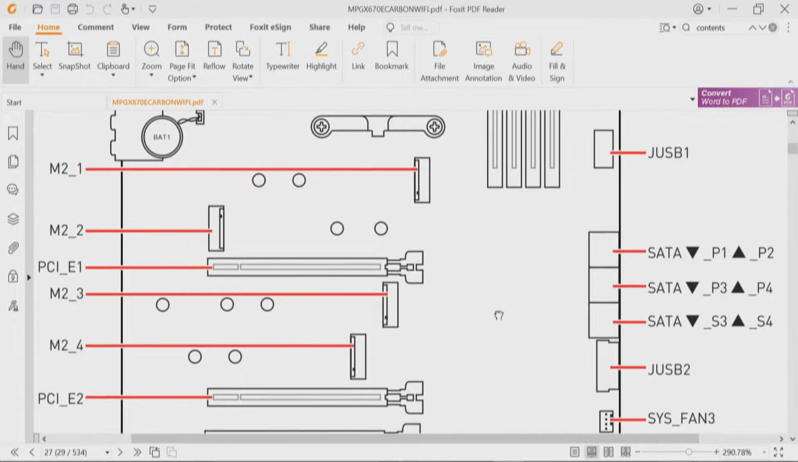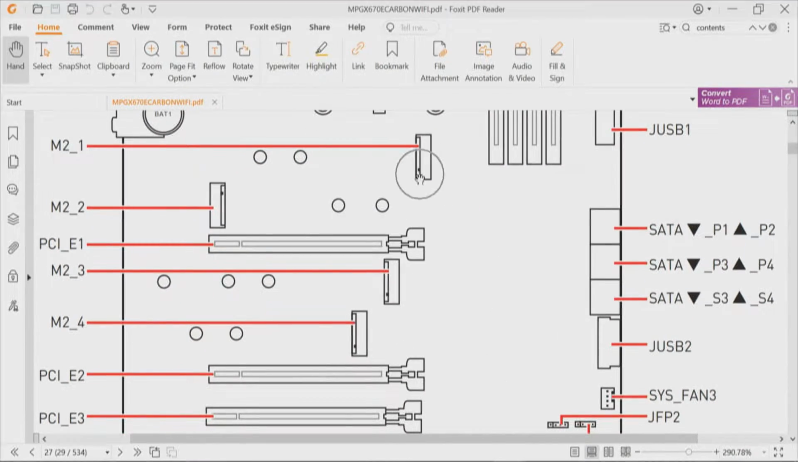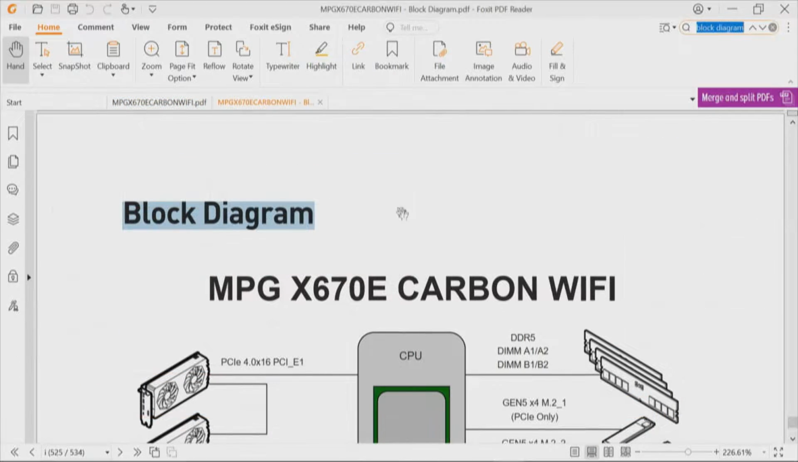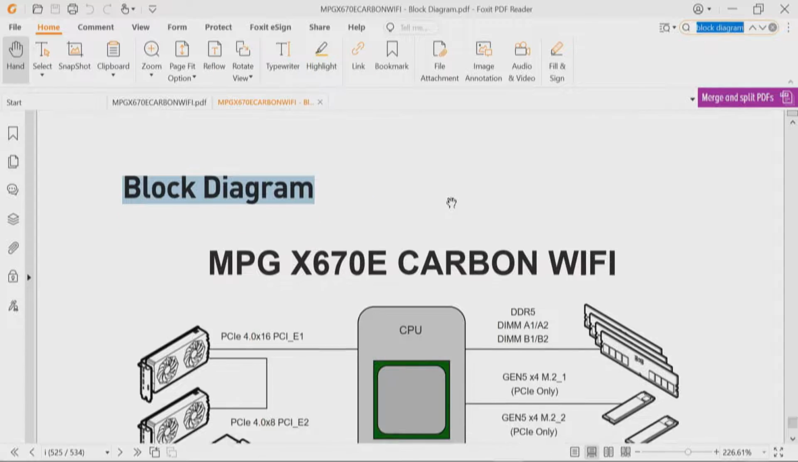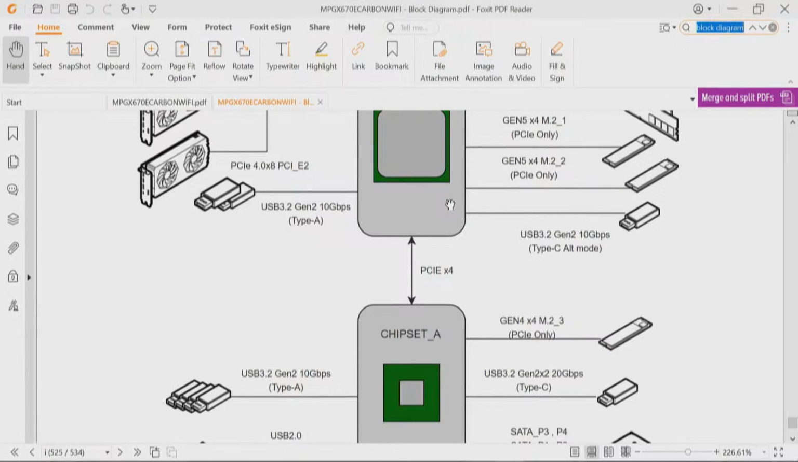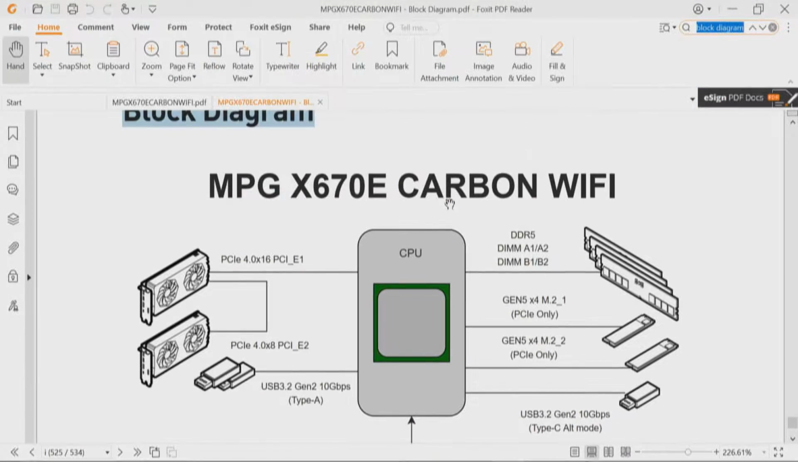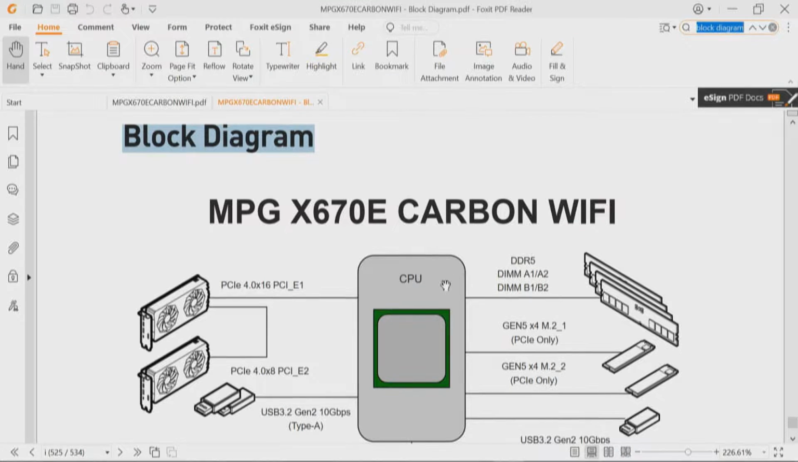And looking at the M.2 connectors, M.2_1, M.2_2, those 2 are to the CPU, and M.2_4 and M.2_3, those 2 are through the chipset. Now the block diagram is way back in the back of the manual, almost to the end. And according to the PDF manual, it's on page 525. So what we're going to start with is looking at the CPU.